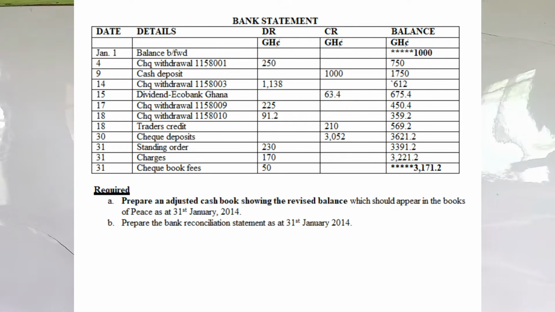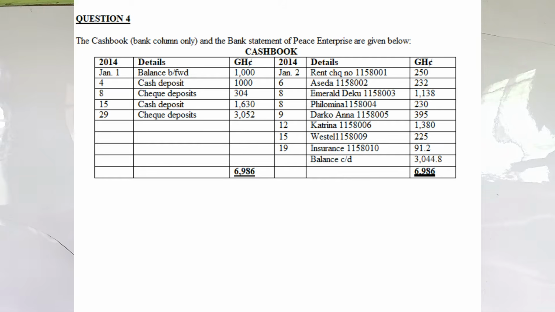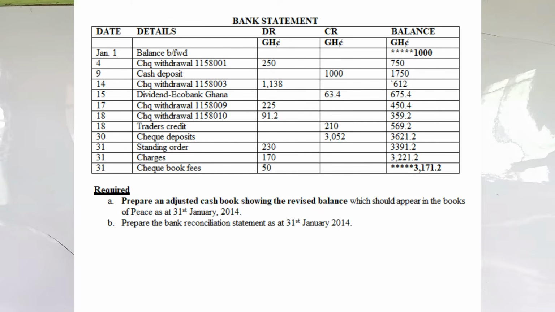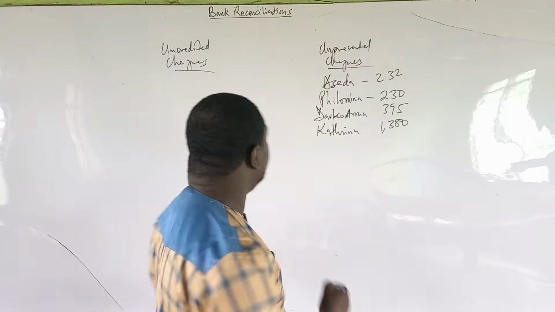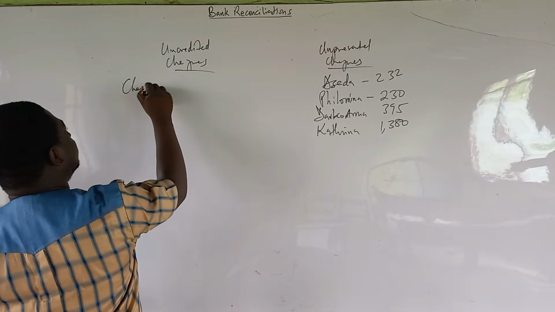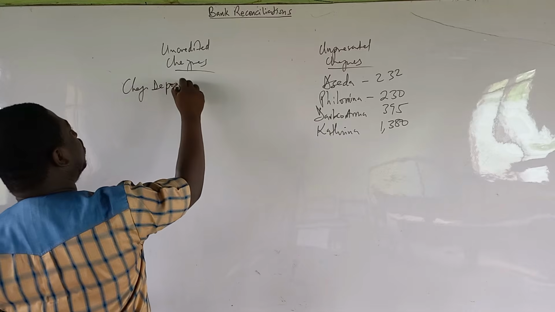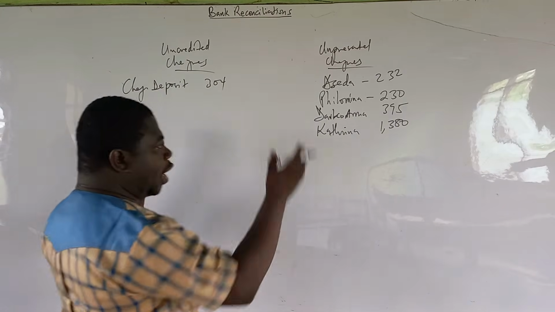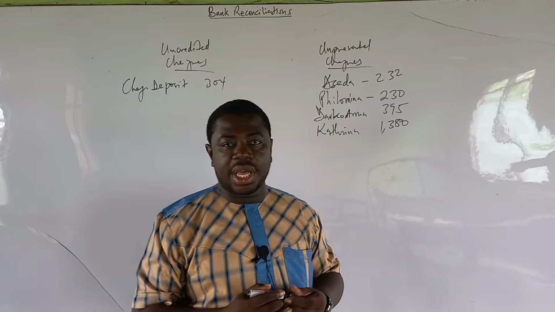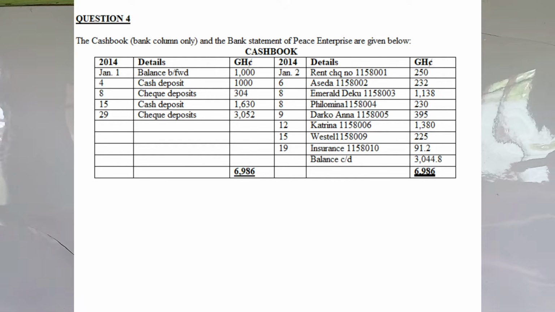So that is 1,000. Then there was a check deposit of 304. But I cannot see it on the credit side of the bank statement. And so this check deposit of 304, because it is not on the credit side of the bank statement, is our uncredited check. So we have check deposits of 304. You have to always do this to make your work easier. Then let us look at the next one.